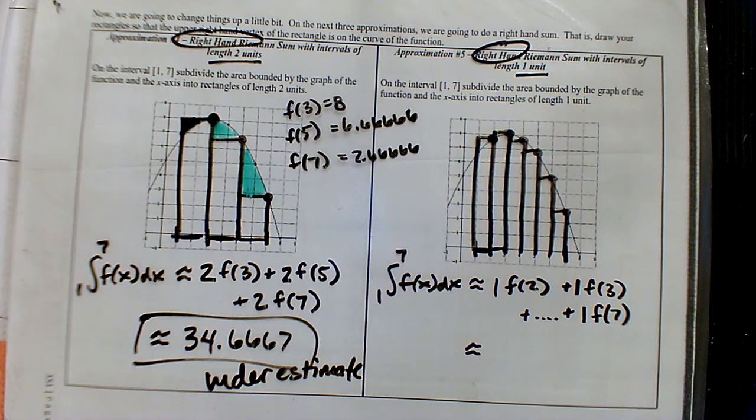Is this one going to be better or worse than our previous estimate? Should be better, because we have more rectangles. So if 34.6667 was an underestimate, then if this one's better, it should be more than 34.6667.